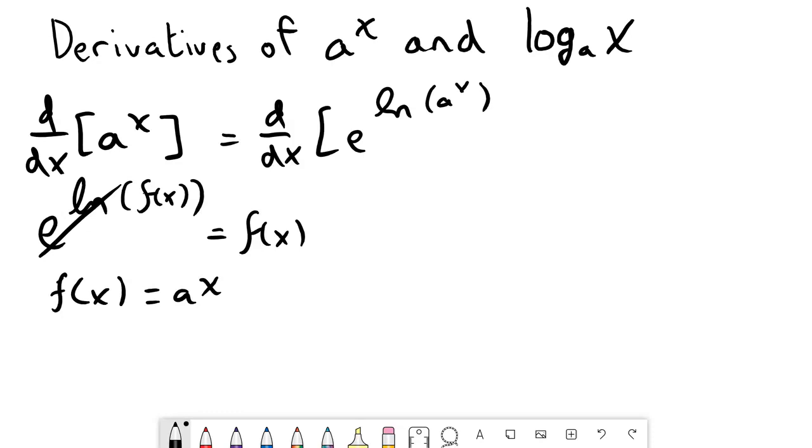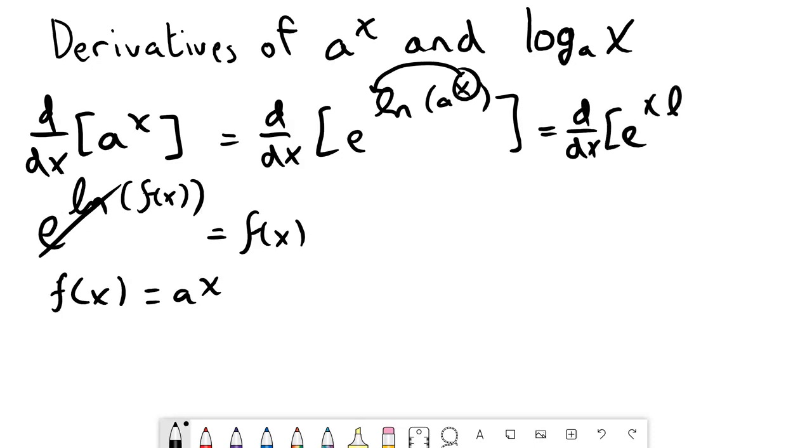So the derivative with respect to x of e to the natural log of a to the x. Now I can use a property of logs where the power can just hop down in front. So it's in reality equal to the derivative of e to the x times natural log of a. See how we just got from not even knowing what the derivative formula is to something more manageable, because we do know the derivative of e to a function.